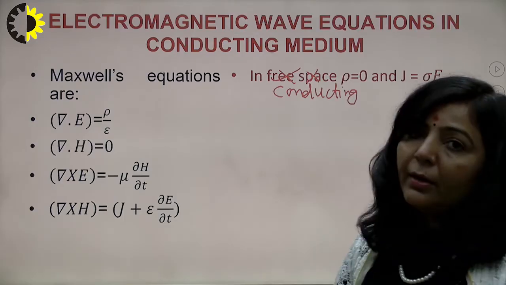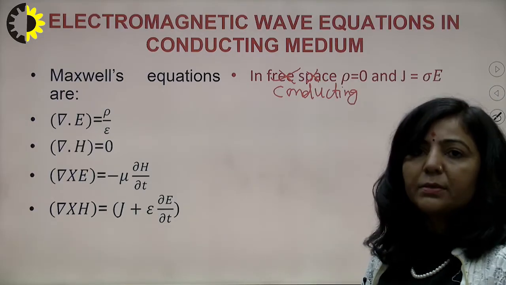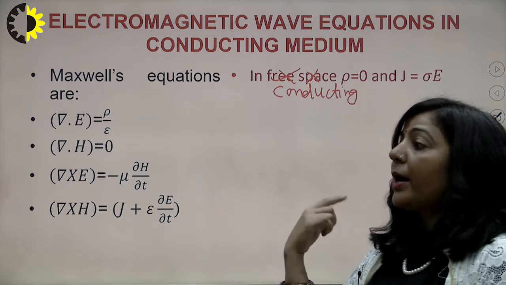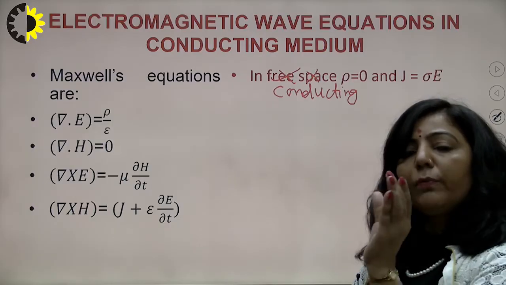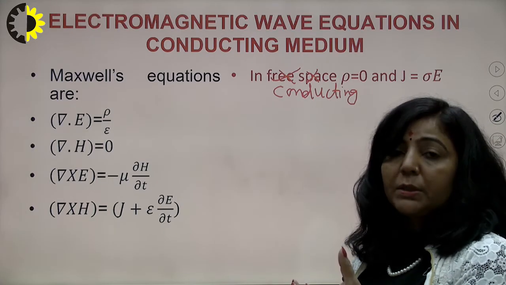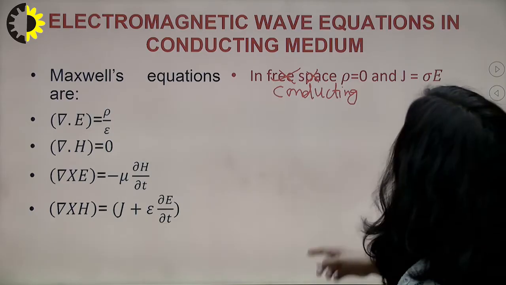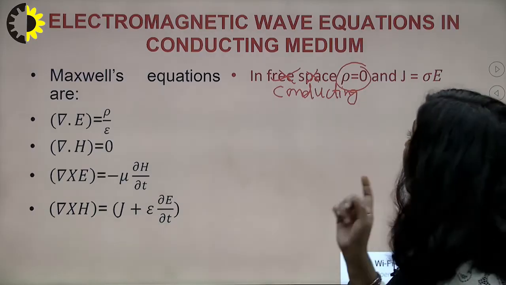In a conducting medium, as you know, the charge will always reside on the outer surface. So within the conducting medium, if you take a small volume element, there will be no charge enclosed. It means that the volume charge density, rho, will be equal to 0 for a conducting medium. So rho is 0 here.